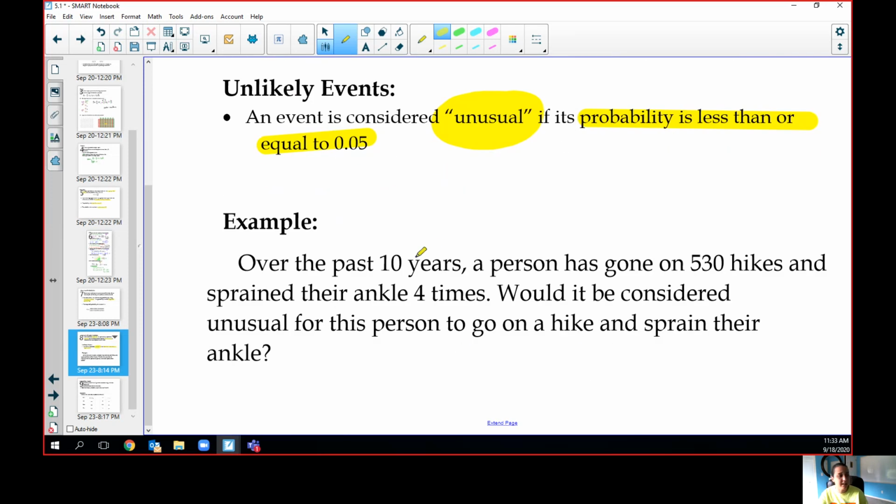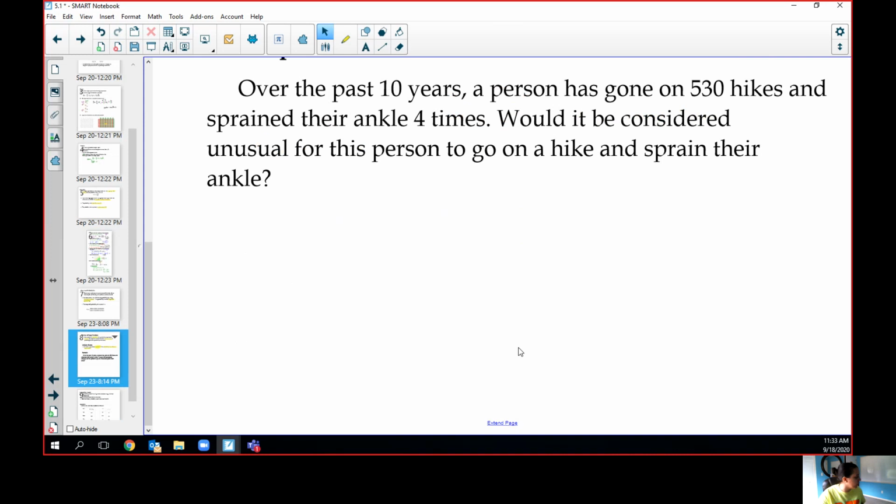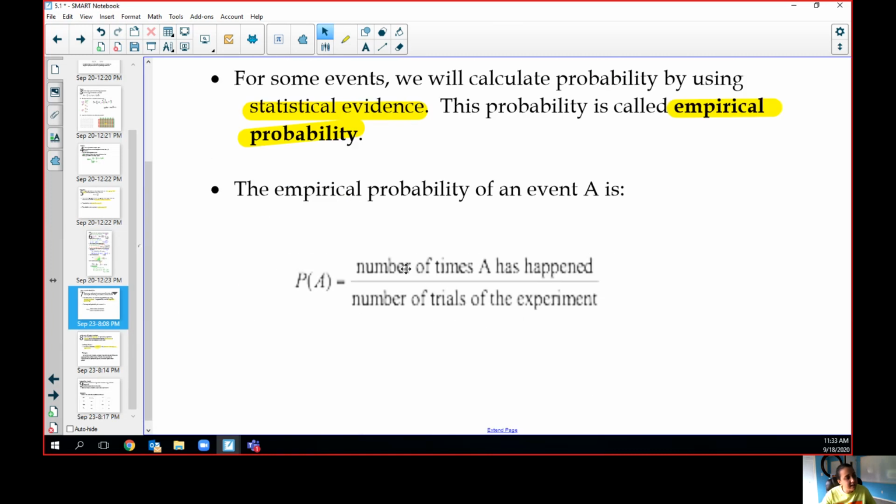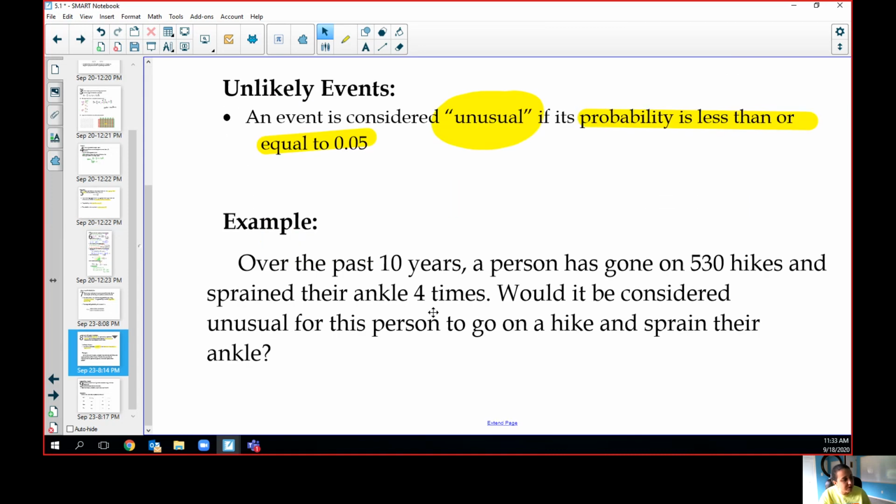Over the past 10 years, a person has gone on 530 hikes and sprained their ankle 4 times. We want to consider whether this would be considered usual or unusual. Once again, we know the formula is the number of times A has happened. In this case, that is the number of times they sprained their ankle: 4 times out of a total of 530 hikes.